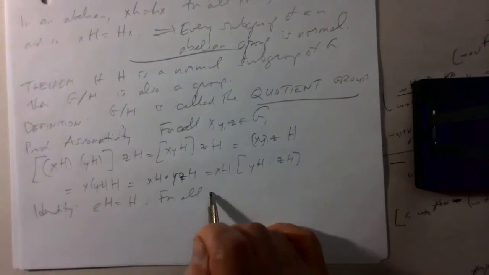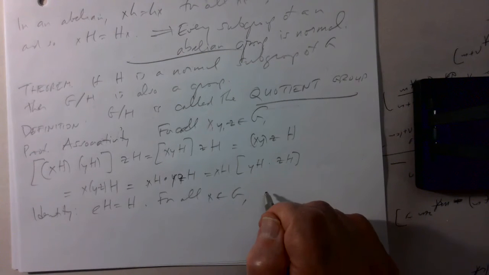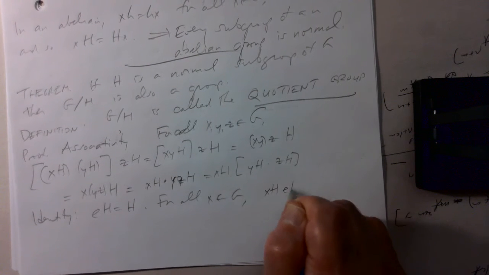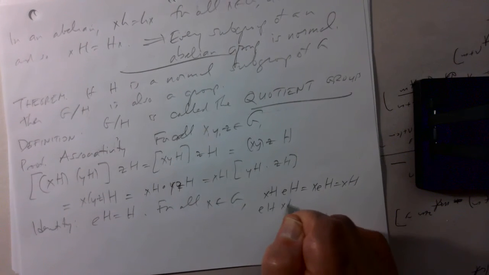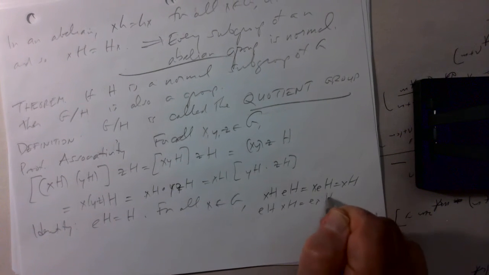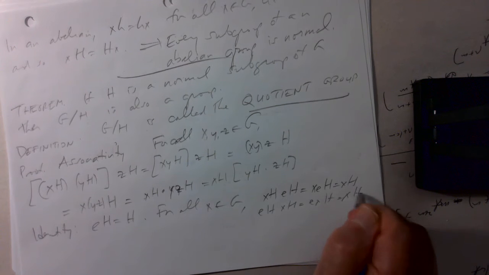What is the identity? Well, if you take the coset eH, which is just the set H, for all x in the group, xH times eH is xeH, which is xH, and eH times xH is exH, which equals xH. So therefore, this is the identity coset.